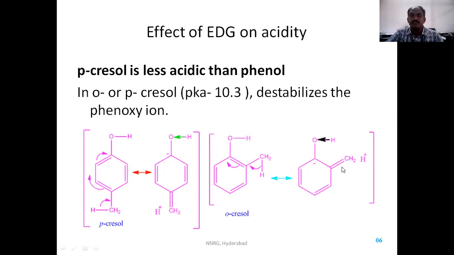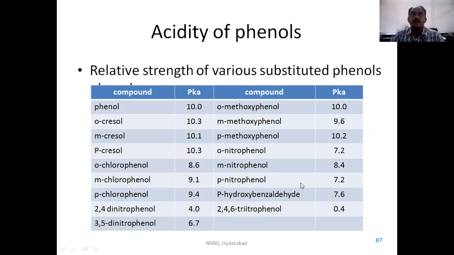Whereas in metacresol, there is no effect of the methyl group. The methyl group will not have an effect on this delocalization, so it will not increase the electron cloud on the aromatic nucleus by R plus effect or hyperconjugation. It will act by inductive effect, so the effect will be very small. So the acidity is more for metacresol than that of ortho or paracresol. So the point here we have to remember is that electron withdrawing groups increase the acidity, electron donating groups decrease the acidity.